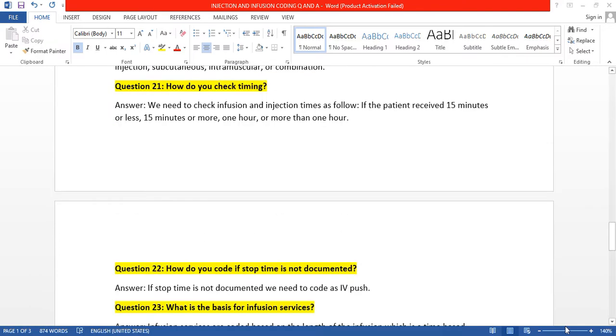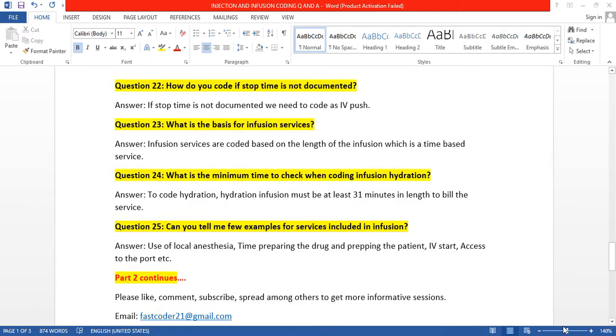Next, question 21. How do you check timing? Answer. We need to check infusion and injection times as follows: whether the patient receives 15 minutes or less, 15 minutes or more, 1 hour or more than 1 hour. So we need to check the exact time, how much time the patient took the drugs or medications. Question 22. How do you code if stop time is not documented? Answer. If stop time is not documented, we need to code as IV push.